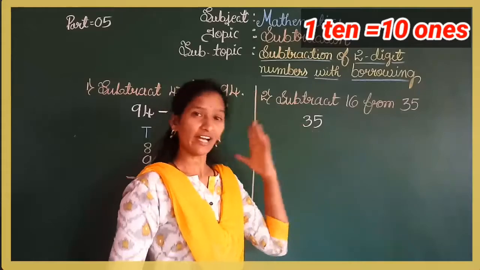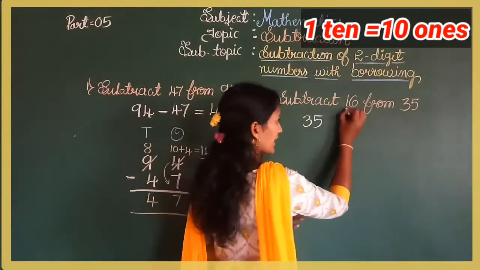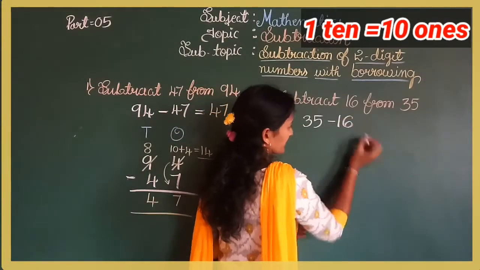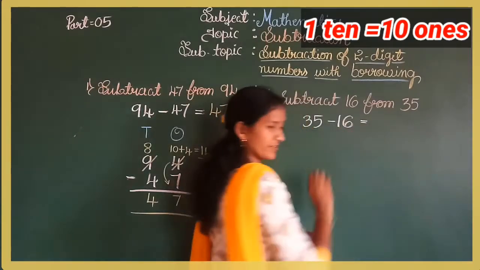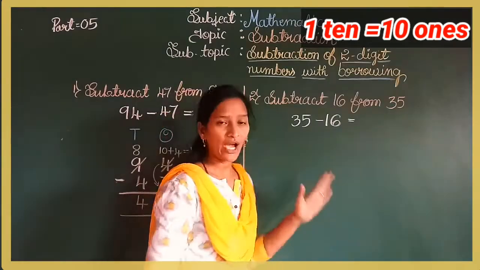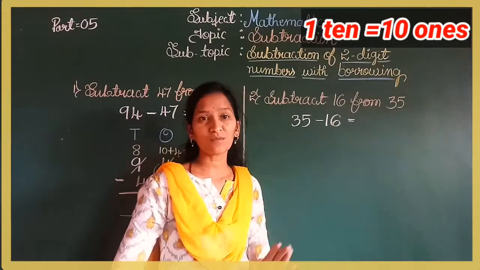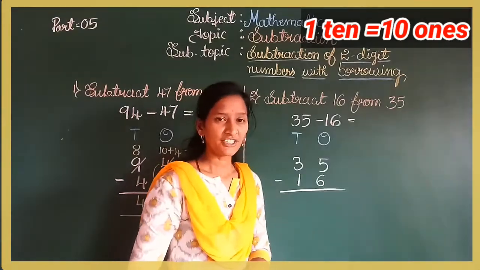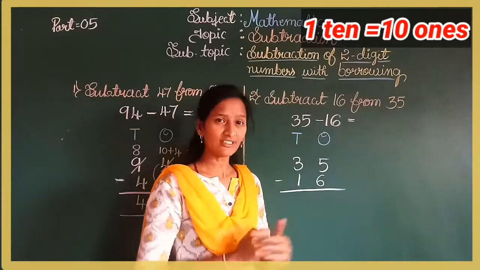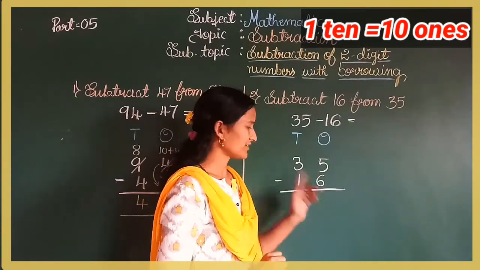So write down the 35 at first. The next, write this 16. You have to find out the difference. So next you have to arrange this in separate columns of ones and tens. Next children, in the ones place, what digits are there? It's 5 and 6, right?